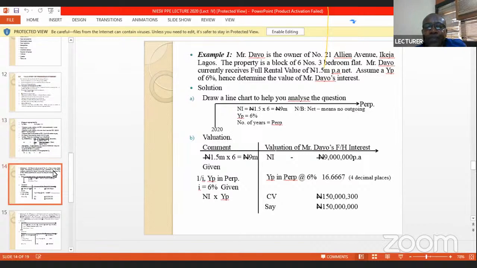Example 1: valuation of interest let at full rental value.